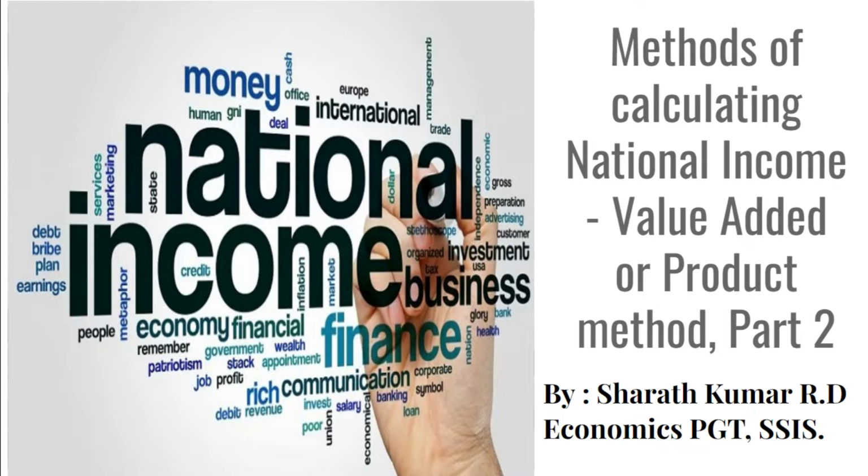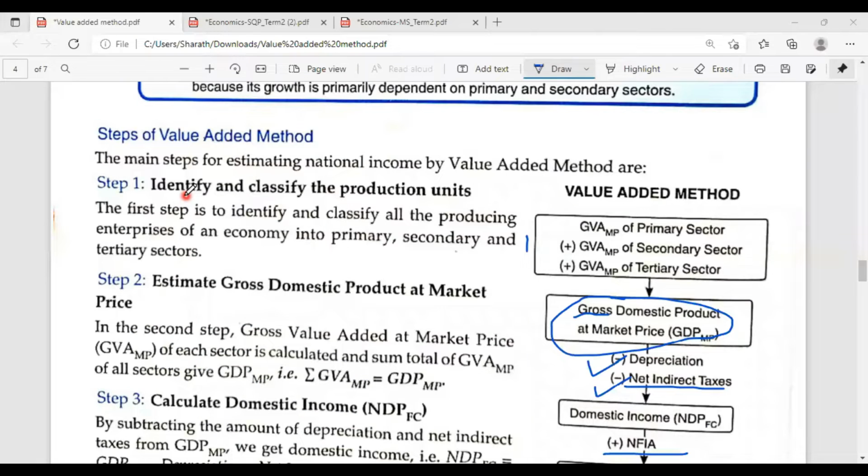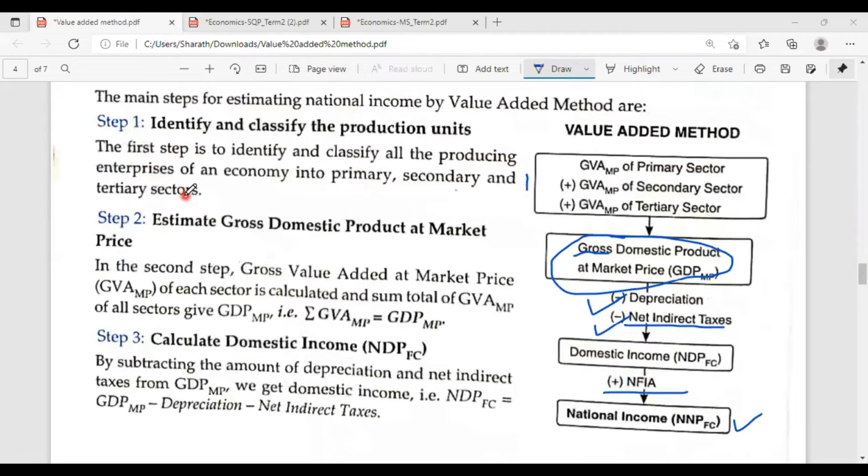Today I'm going to discuss with you the steps involved in the value added method for calculation of national income. This video is the continuity of the previous video, so let's proceed further. Right now, what you are seeing on the screen are the steps involved in the value added method for calculating national income. On your right side, you are seeing a flow chart that talks about all the steps involved to calculate the national income.